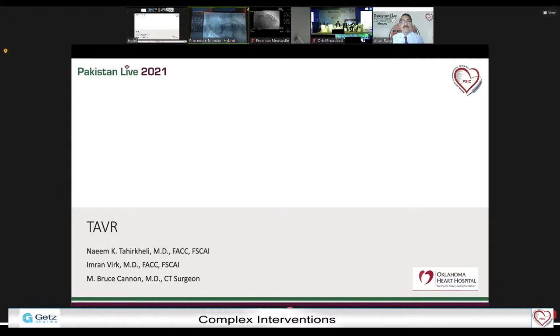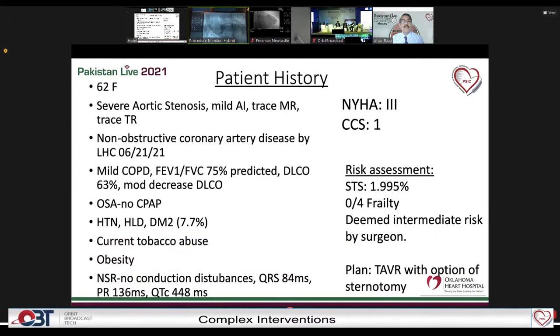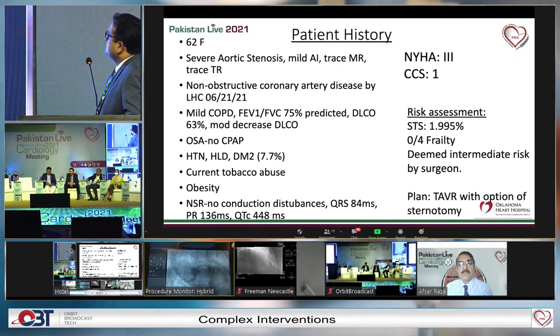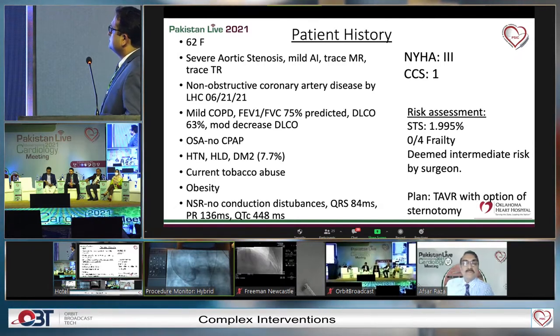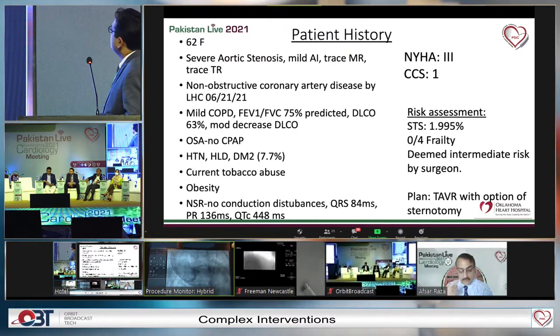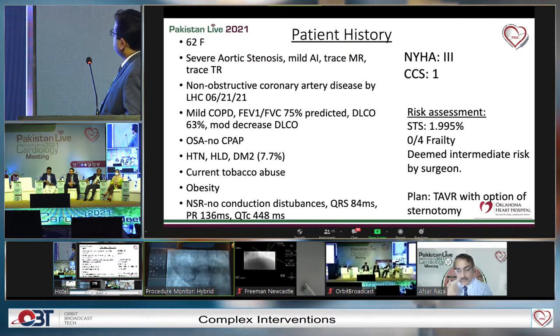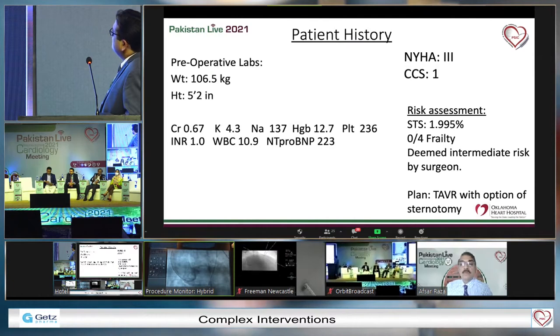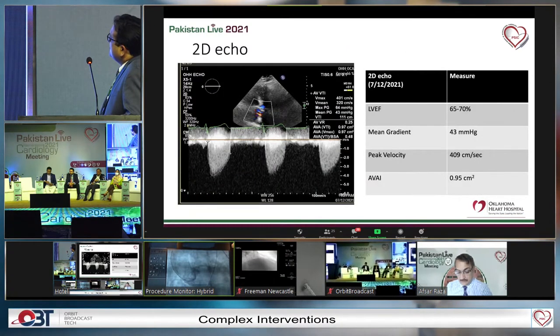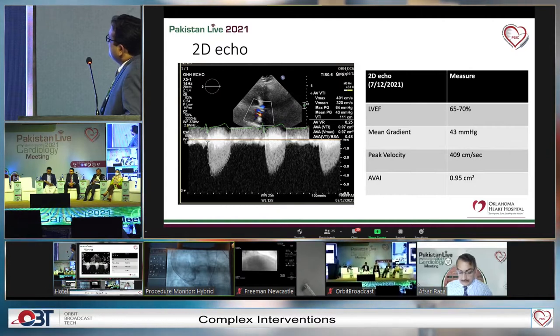It's a low-risk TAVR that we're going to do, a 62-year-old lady, fairly obese, a lot of smoking, mild COPD, non-obstructive coronary artery disease. Labs are pretty good. This is the echo. So whenever we do TAVR, these PowerPoints are made beforehand, and then on the day, myself or whoever else is the interventional cardiologist and CT surgeon, which is Bruce Cannon in this case, review all these.